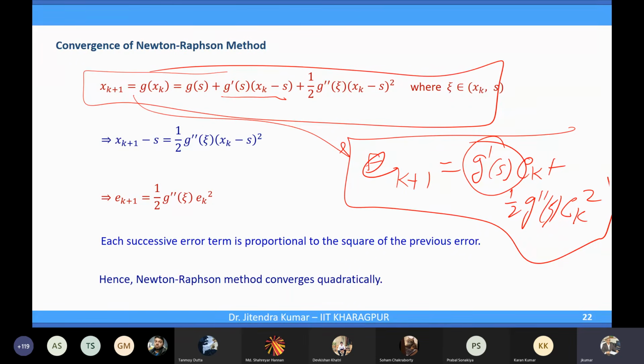Yes. In those cases, g prime of s will not be 0. In general, g prime of s is not 0.